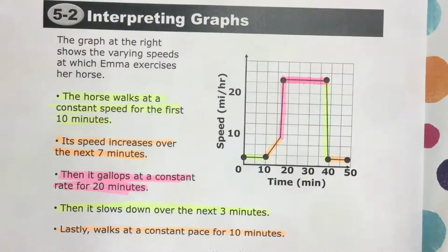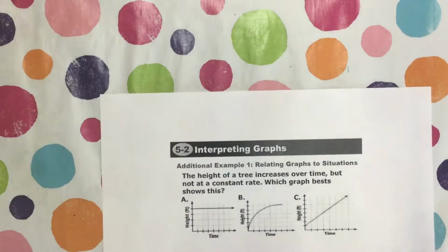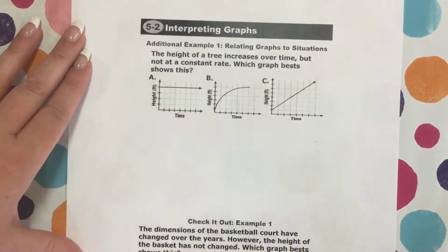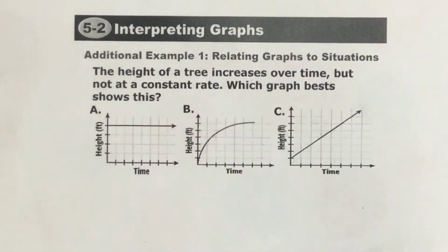All right, let's look at some examples. The first one is going to be example 1. What we're going to do is relate graphs to situations. We have graph A, graph B, graph C.